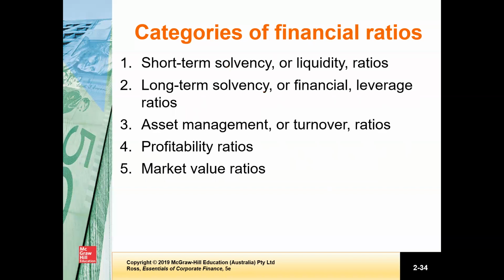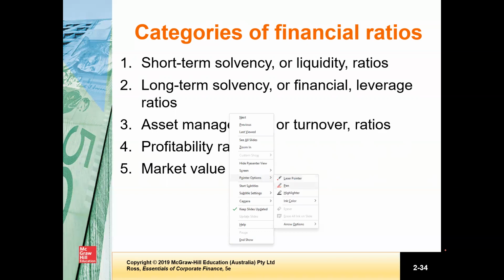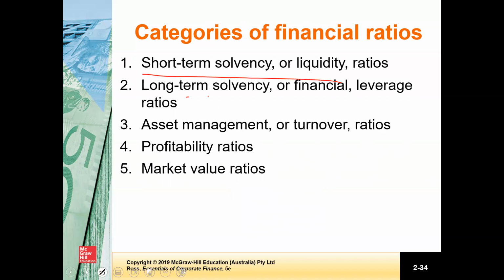There are numerous ratios that are used and calculated by financial analysts. These ratios are divided into these 5 major dimensions. Okay, they are short-term solvency or liquidity ratios, long-term solvency or financial leverage ratios, asset management, profitability ratios, and market value ratios. We will be very briefly discussing the ratios under each of these 5 dimensions.